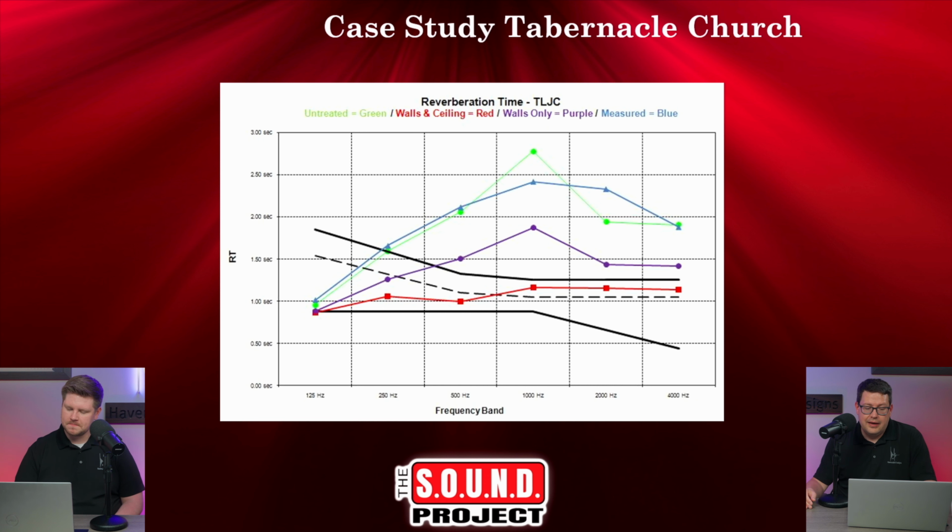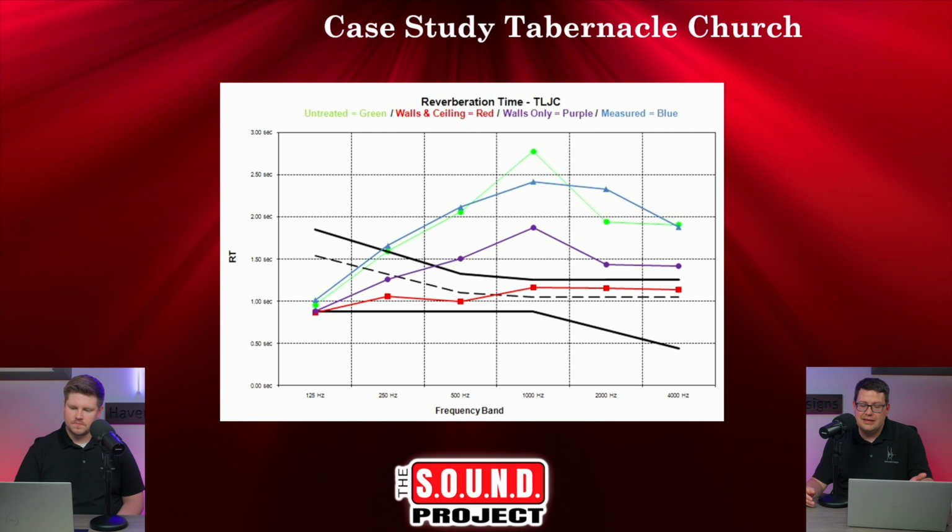Okay, and then on this graph, the green line would be the computer model that we created of the room without treatment in there. Okay, so notice how it's a drywalled room with a bunch of windows and things like that. And so notice the reverb time at 125 hertz is not too bad because those materials absorb and flex at those frequencies and help to absorb it.